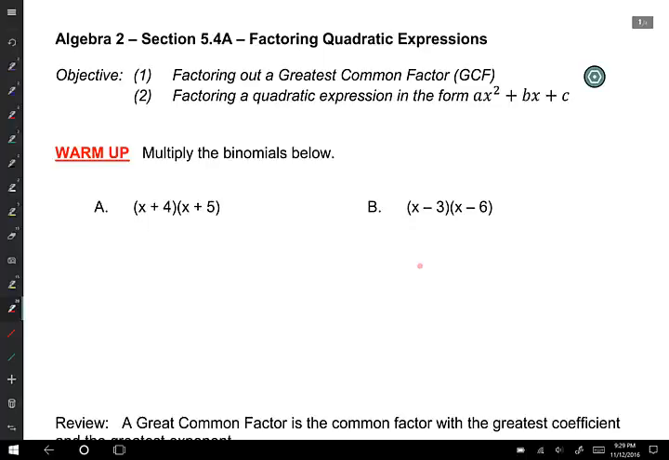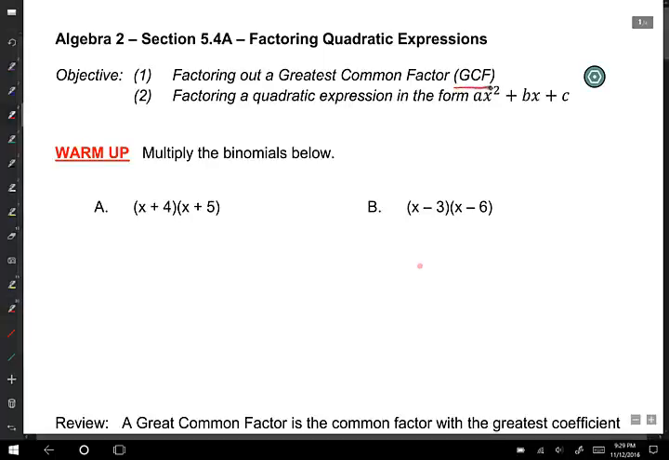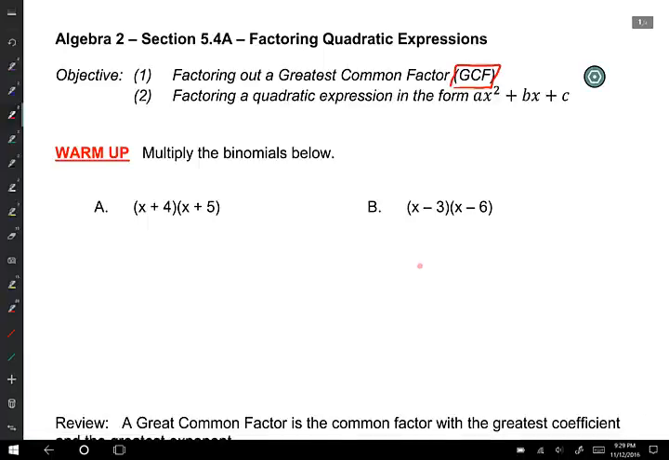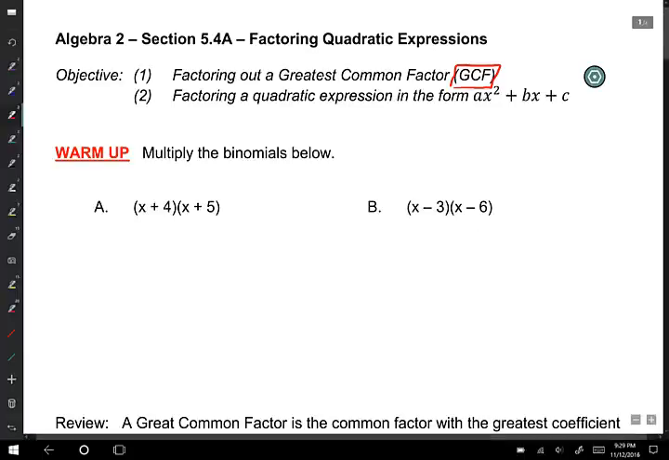As we look at section 5.5, we're going to be focusing on two ideas today. First is obviously factoring a greatest common factor, otherwise known as a GCF. You may remember that from Algebra 1, but a GCF is the greatest common factor. And then the second is factoring quadratic expressions in the form ax squared plus bx plus c. And once again, that is going to be a review as we look back from Algebra 1.